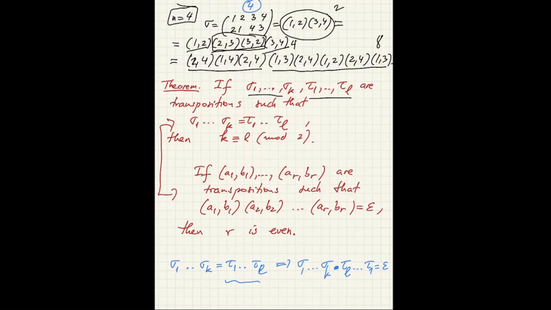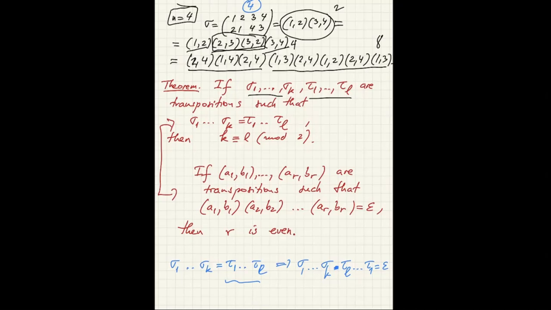If we have 2 sets of transpositions, let's say sigma 1 through sigma k on the left-hand side, and tau 1 through tau l on the right-hand side, such that the product of the sigmas equals the product of the taus, then k and l must have the same parity. So k must be congruent to l mod 2. And actually, this result is equivalent to the following. If I have a product of transpositions, let's say R transpositions, A1 B1 through AR BR, and their product equals the identity, then R is even.